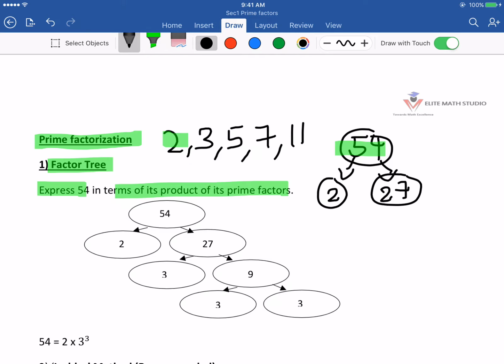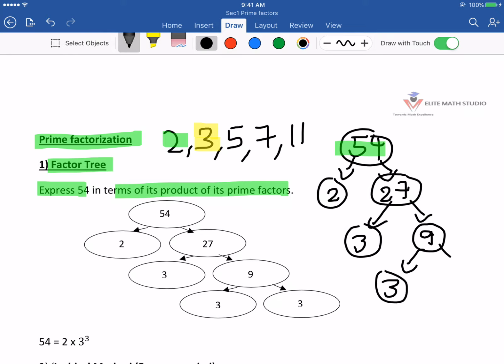Then 27, you break it up again. Can 27 be divided by 2? No. So we divide by the next prime number, which is 3. You write 3 here, and it becomes 9. Is 9 divisible by 2? No. Is 9 divisible by 3? Yes, so write 3 again. So it's 3 here. Is 3 divisible by 3? Yes. So we stop here.